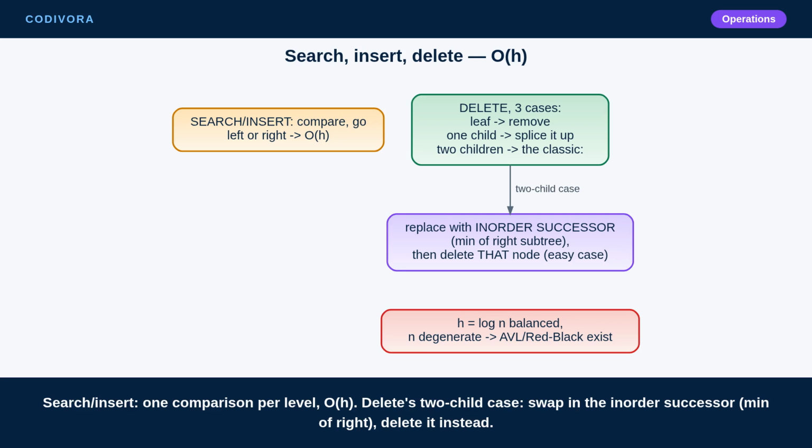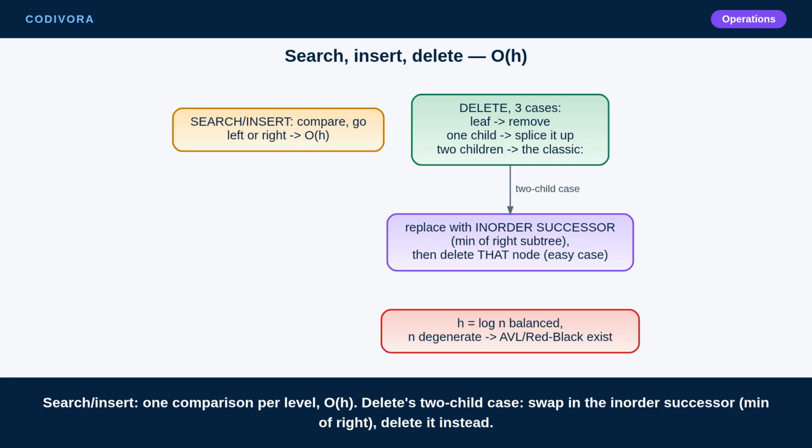The operations. Search and insert. Compare, go left or right, one comparison per level, O of height. Delete has the three famous cases. A leaf just goes, one child splices up, and two children is the classic. Replace the node's value with its inorder successor, the minimum of the right subtree, then delete that successor, which by construction has at most one child, an easy case.